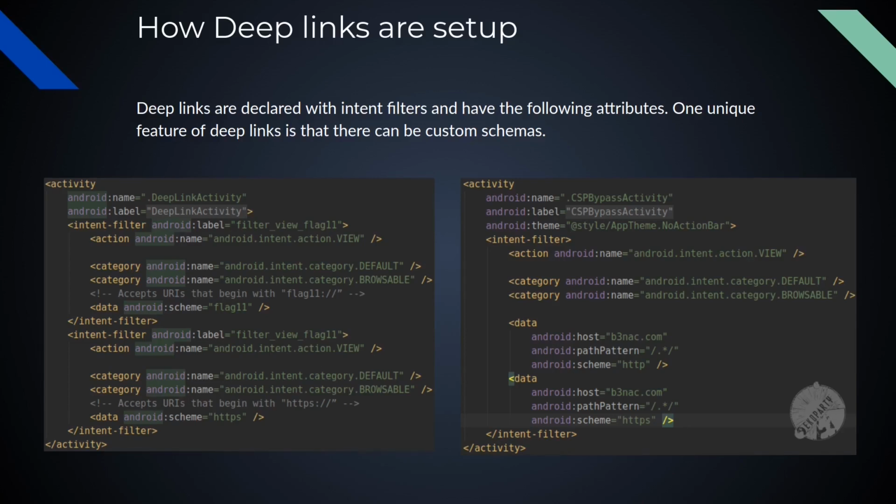The picture on the right shows how you can implement a host, a path pattern, and a scheme. These all act like restrictions for the activity, and the activity will only accept a deep link with those properties.